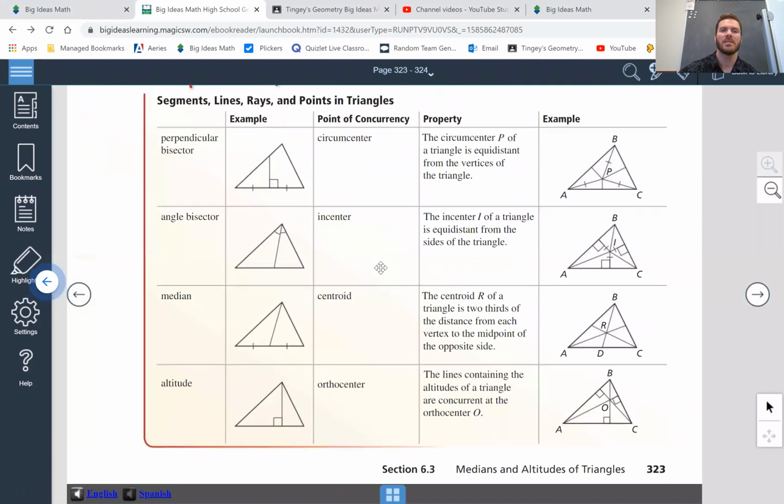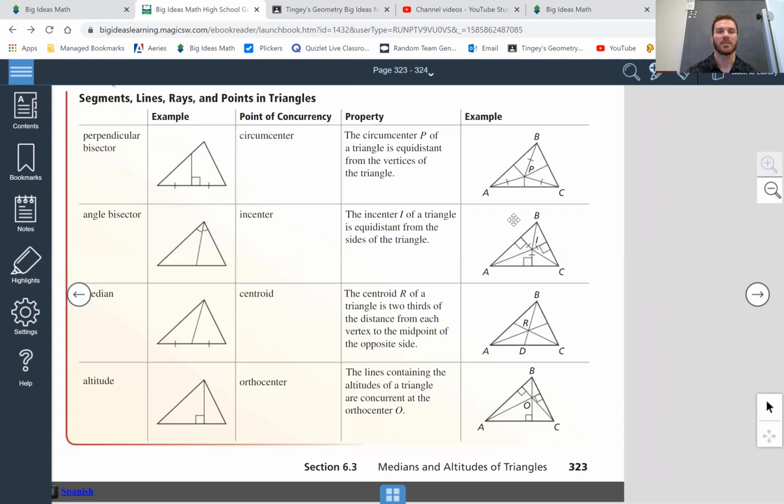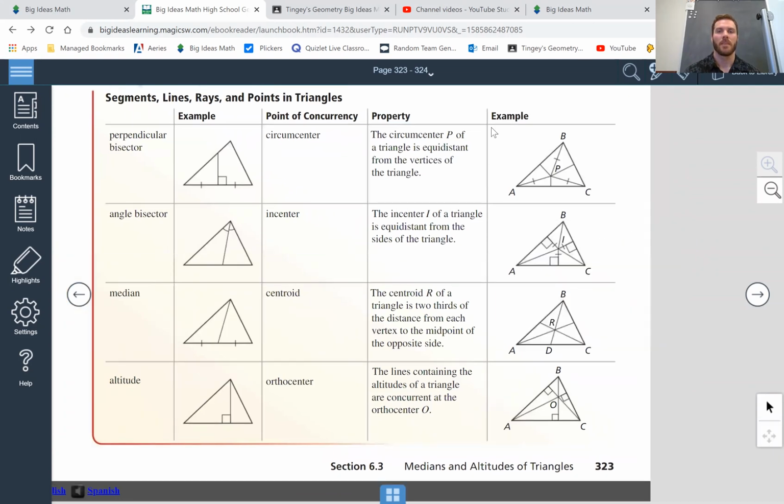Now this is a summary of what I've taught you up to this point for chapter 6. Sorry. I don't know why it's doing that. Okay, so right now I'm going to do examples for altitude. I'm going to show you examples for this one. We just did median. And we did angle bisector and perpendicular bisector not long ago either. Okay, this will keep everything organized. Have that in your notes.